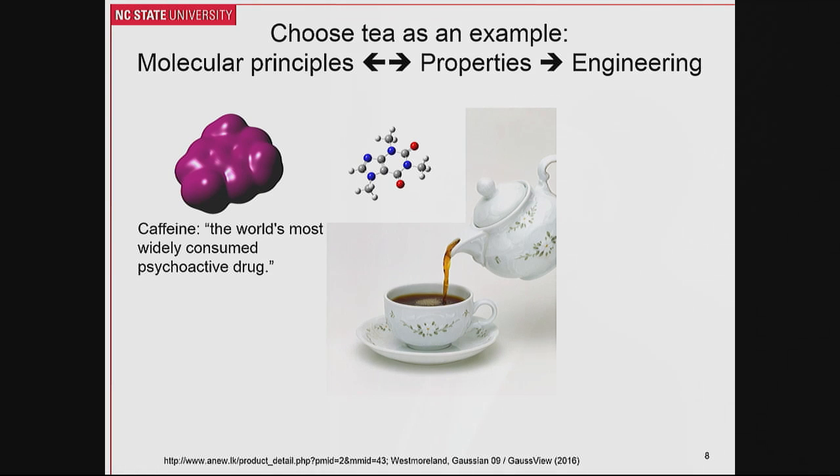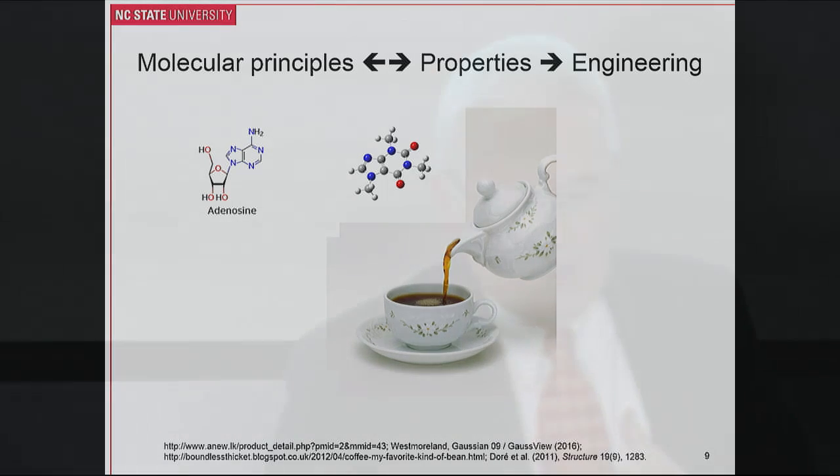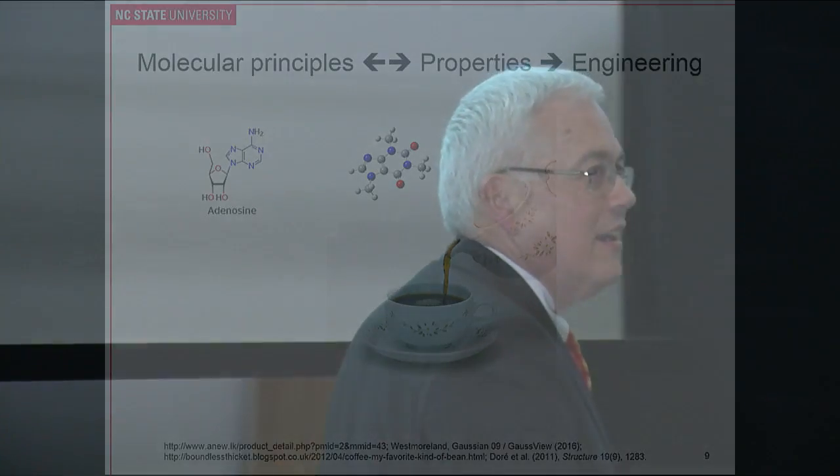Now that's relevant to engineering, partly because it's so much like adenosine. If you look at these two pictures, these blues are nitrogens. You see a very similar structure here, this 6-membered and 5-membered ring, to adenosine. Well, adenosine is something that we all like to have. It lowers the heart rate. It helps us go to sleep.